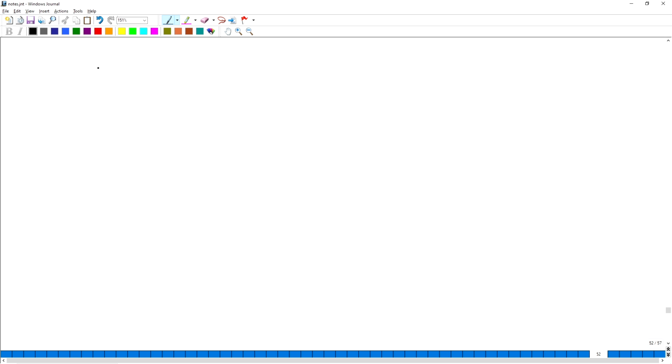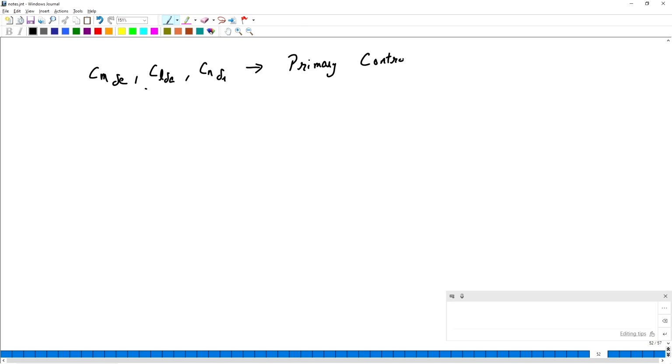Next, we have Cm delta E, Cl delta A, and Cn delta R. So we call these primary control derivatives. Followed by Cl delta R and Cn delta A. These are usually pretty small values. So these are cross control derivatives.